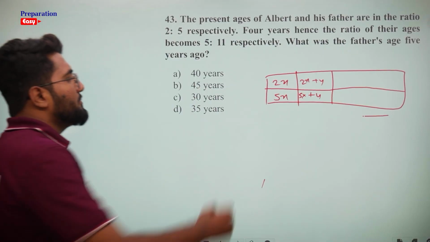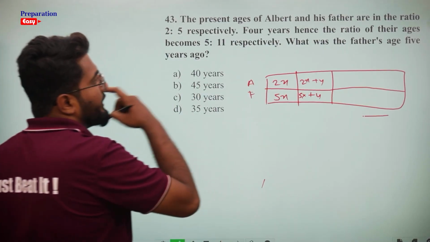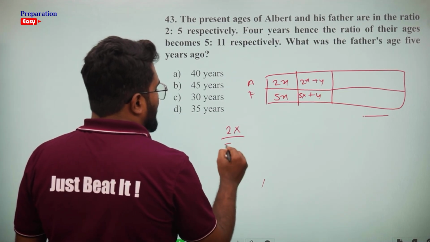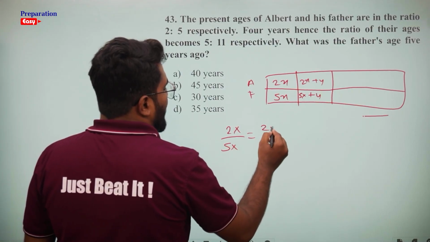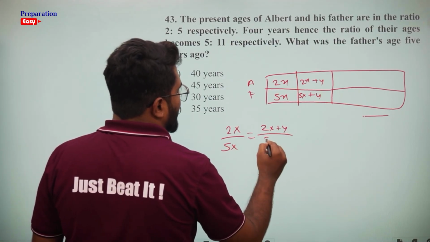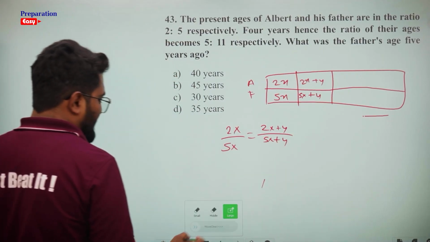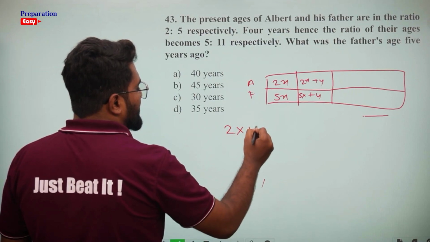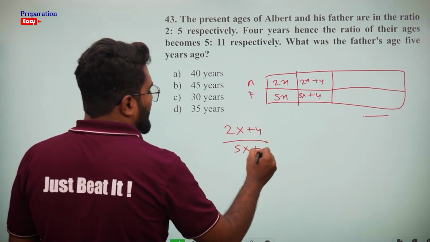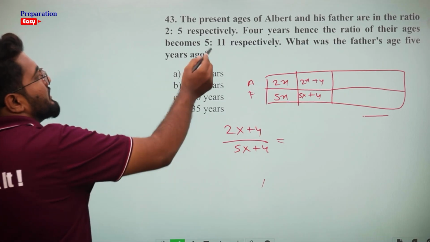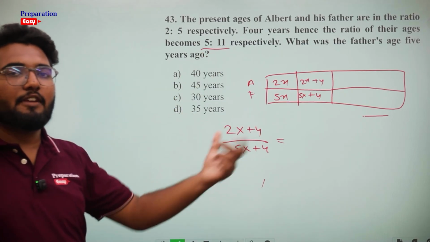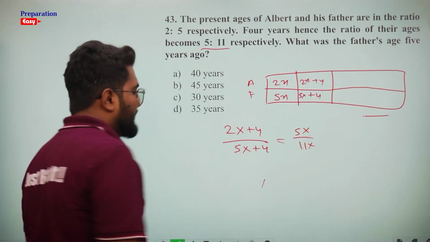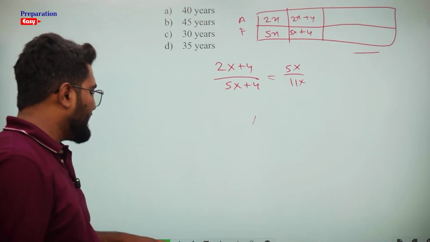2x plus 4 and 5x plus 4, this is Albert, this is father. Okay, so let's calculate. 2x divided by 5x will become (2x plus 4) divided by (5x plus 4). After 4 years, 2x plus 4 and 5x plus 4, which is also given as 5:11. The ratio will become 5:11, that is 5x and 11x. So we have to find the value of x.